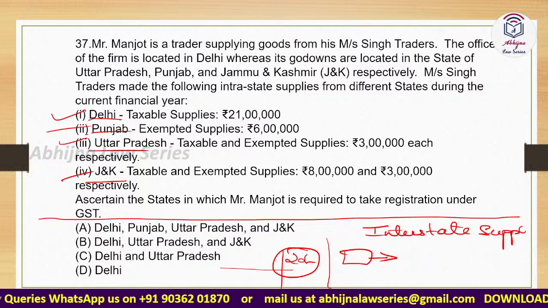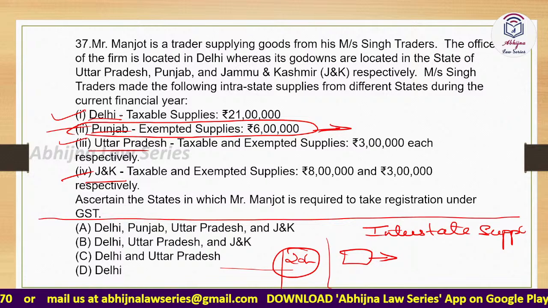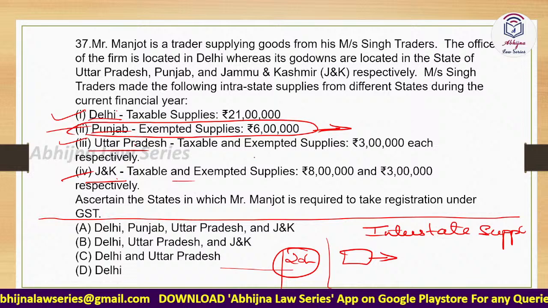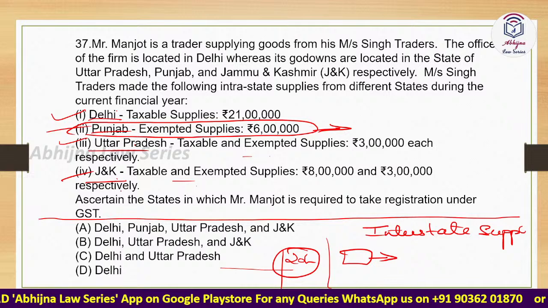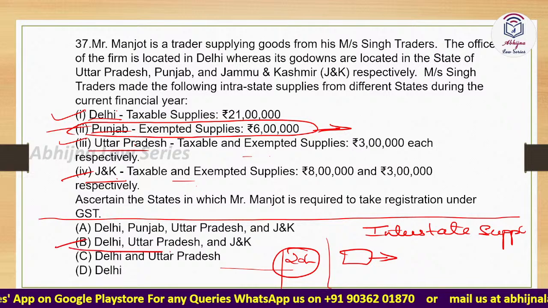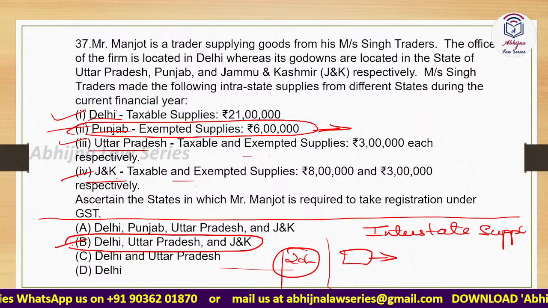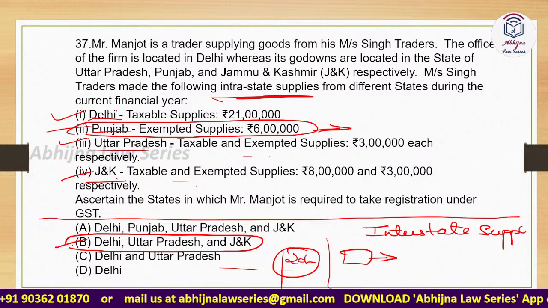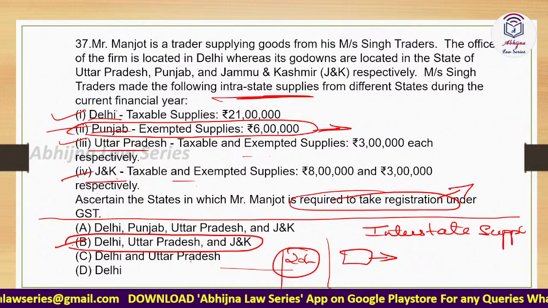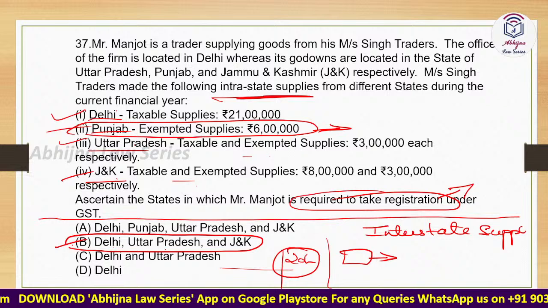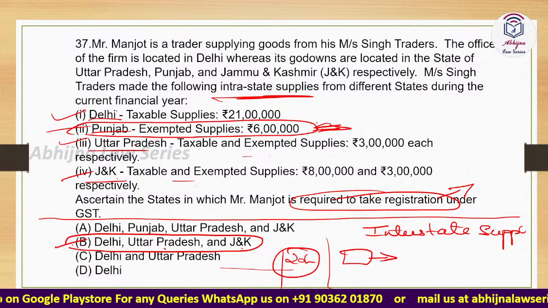In one state he is getting exempted supplies, so no need to give GST. But in Delhi, Uttar Pradesh and Jammu and Kashmir, some are taxable and some are exempted. So, what does he have to do? He has to register in these 3 states where he needs to pay tax. That is the answer to this question. The question was, where all should he register? So he has to take registration in Delhi, Uttar Pradesh and Jammu and Kashmir, because in Punjab it is already exempted. No need to pay tax for him in Punjab.